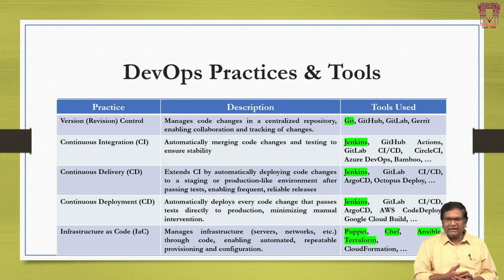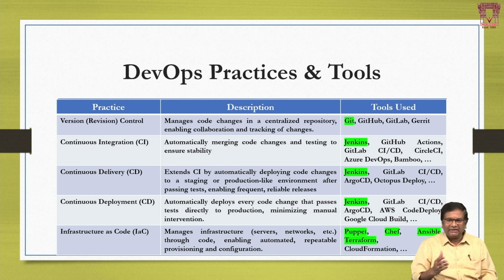Extending CI by automatically deploying code changes to a staging or a production-like environment after passing tests, enabling frequent, reliable releases. Again, Jenkins also plays this CD server role. So I'm going to discuss Jenkins. Apart from Jenkins, again the same thing: GitLab CI/CD, Argo CD, Octopus Deploy. There are so many things out there.